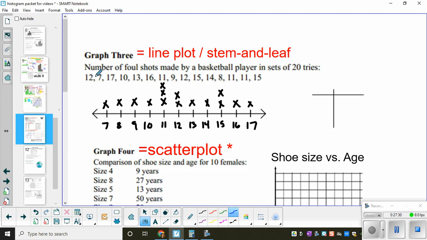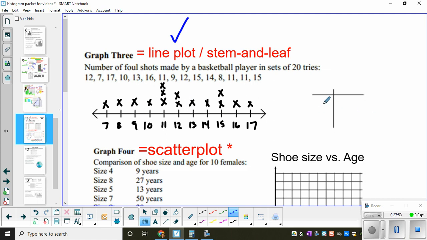Now to double check, you can simply count them up. 1, 2, 3, 4, 5, 6, 7, 8, 9, 10, 11, 12, 13, 14, 15. Okay? And then 1, 2, 3, 4, 5, 6, 7, 8, 9, 10, 11, 12, 13, 14, 15. So we know we have all of our data represented here in the line plot. Okay? So the line plots aren't so bad.